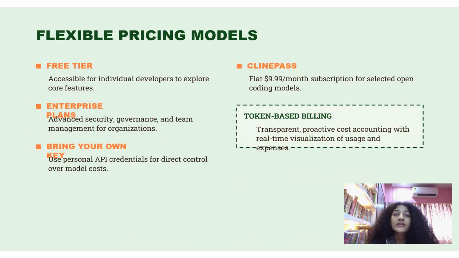Moving on to the pricing model, Klein itself is free to download as an extension. To make it work, you just need to connect it to an AI provider. You can use a pay as you go system where you only pay a few cents for the work the AI does. There is also a monthly plan called Klein Pass if you want to use it a lot for a flat fee. For big companies, there are special versions with extra security. The best part is that you can always see the price on your screen, so you stay in control of your budget.